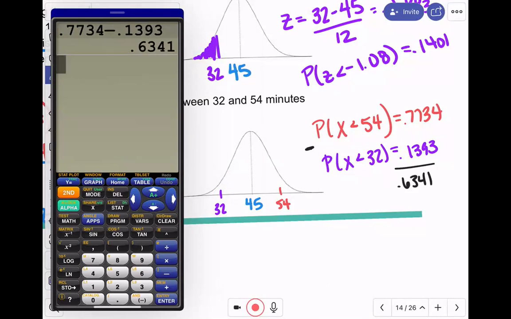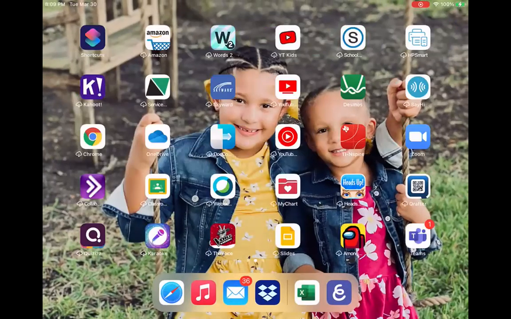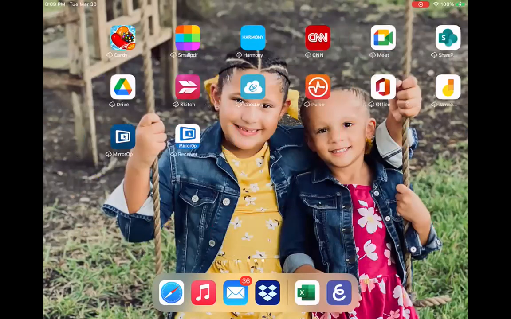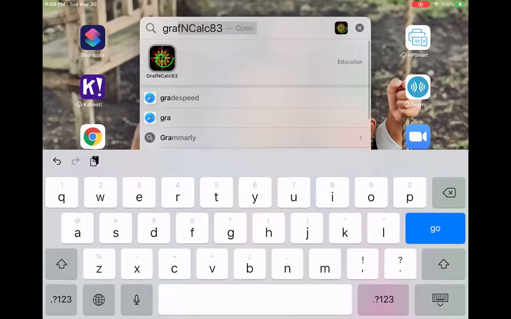Hey, do y'all have this calculator? Do y'all have a graphing calculator, TI-84? How do you get it? Yes, sir. I downloaded the calculator. It's in the App Store, and it's called Graphing Calc 83. It's basically a TI emulator.